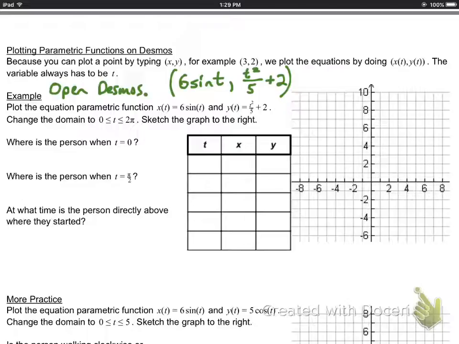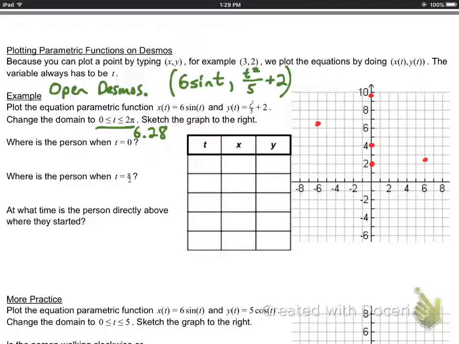And I want you to change the domain to 0 is less than or equal to t, which is less than or equal to 2 pi. You can't type pi into the domain, I know. So go ahead and just type 6.28. That's 2 pi rounded. So once you plot it, you should get something that looks like this.